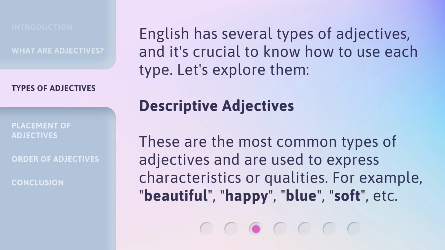English has several types of adjectives, and it's crucial to know how to use each type. Let's explore them. Descriptive adjectives. These are the most common types of adjectives and are used to express characteristics or qualities. For example, beautiful, happy, blue, soft, etc.